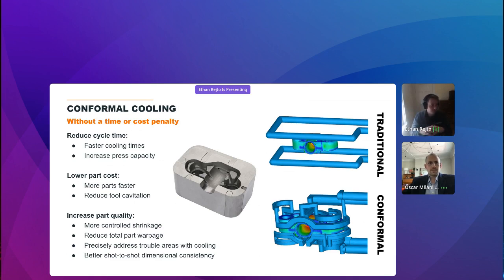So we see a lot of customers that are interested in using conformal cooling. Sure, it's great to reduce cycle times, but it's also great to allow them to produce better parts, reduce their scrap rate, and get better dimensional tolerances shot after shot, because the tool is at a very uniform temperature. It's not heating up and cooling as you're using it. They're able to keep it at a very precise temperature.